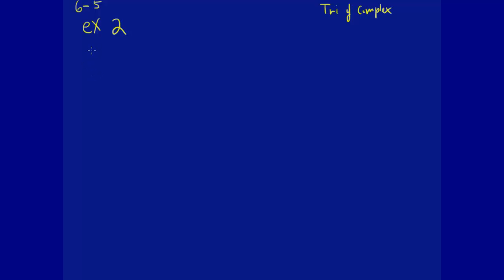Okay, so this is example 2, and we're going to write the complex number z is equal to radical 3 plus i in the trig form. Okay, so let's see how we're going to do this.